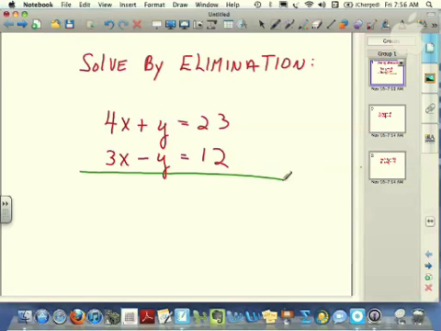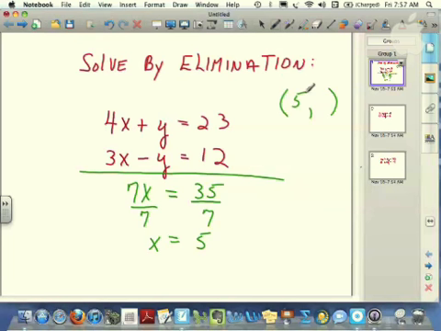Watch what happens when I add these two equations together. I get 7x equals 35. I get an equation with one variable. I can solve that equation, and I can find that x is 5. I'll write that answer as an ordered pair.